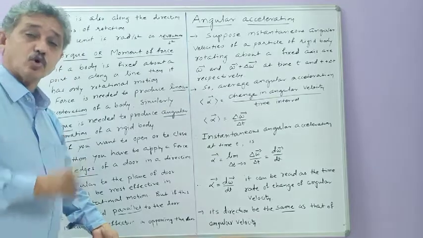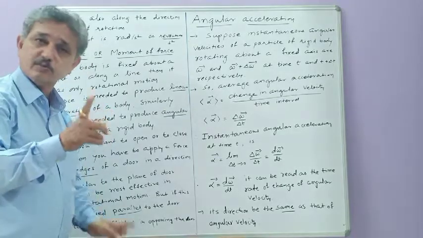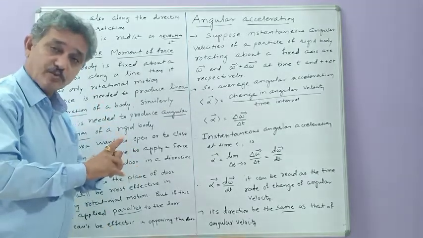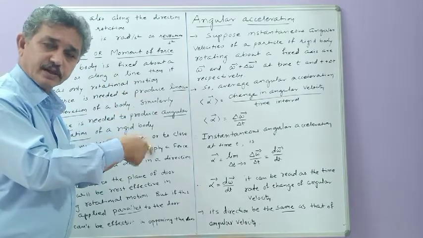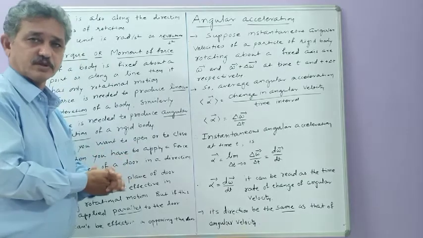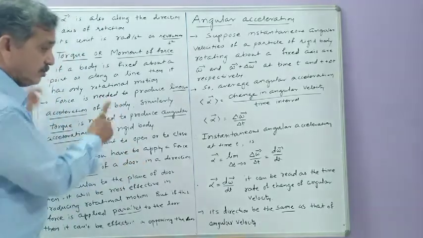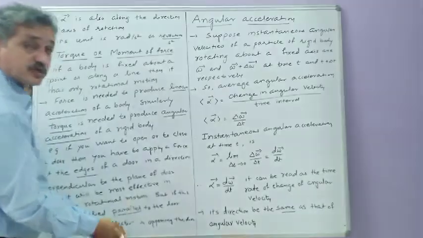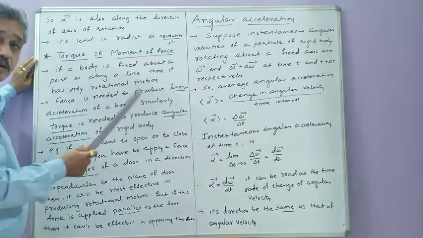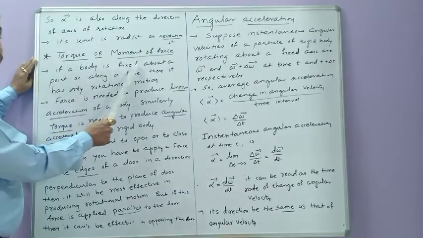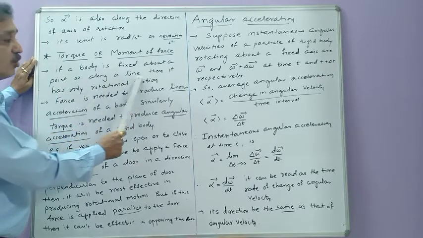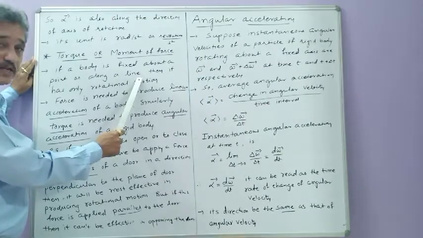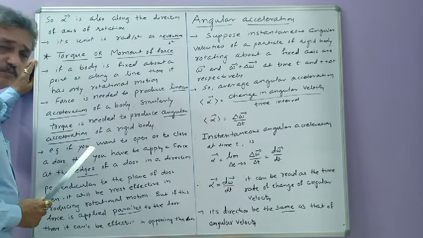That means rolling motion and rotational motion are not the same. Rolling motion is the combination of two motions: one is rotational motion and another is linear motion. But out of these two, only rotational motion can a body possess if a body is fixed about one point, or fixed along one line, and that line will be the axis of rotation. Then it has only rotational motion.